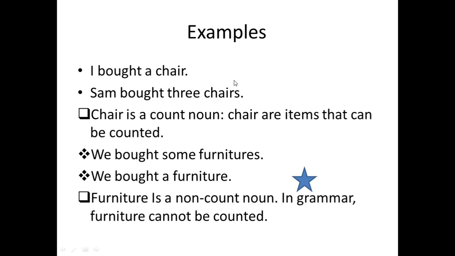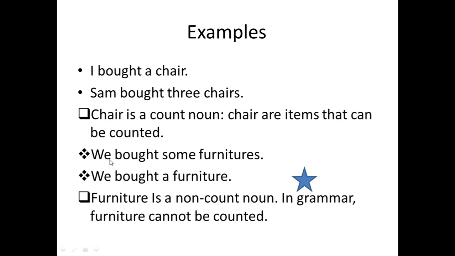Okay? So let's look at some examples. I bought a chair. Sam bought 3 chairs. So here, look at this. Chair is a count noun. Chairs are items that can be counted. We can say 1 chair, which is a chair, and we can say 3 chairs, and we can say 4 chairs, 15 chairs. No difference, because chair is a countable noun. We can count it.